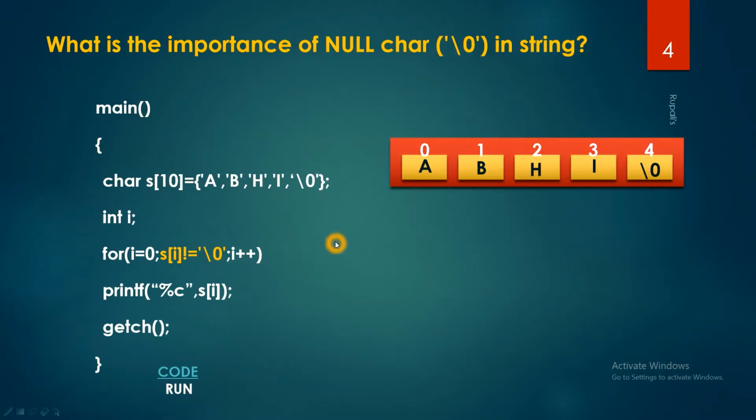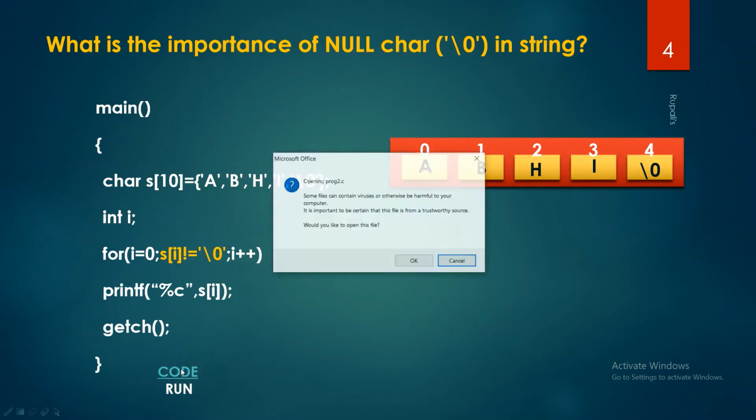But if the string length is not available, what is the importance of the null character \0 in this string? If the string length is not available, then you have to execute this for loop in this way: for i equals 0, s[i] not equals \0, i plus plus. That means i starts from 0 till the value of s[i] becomes \0. Now see the code.